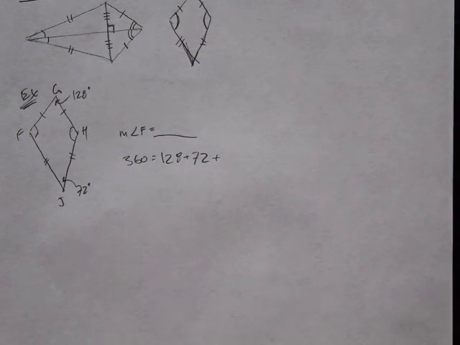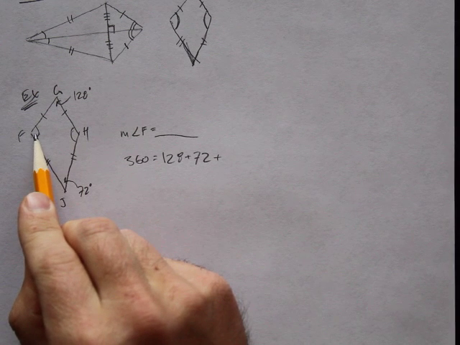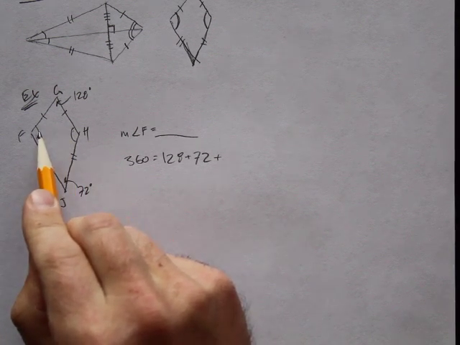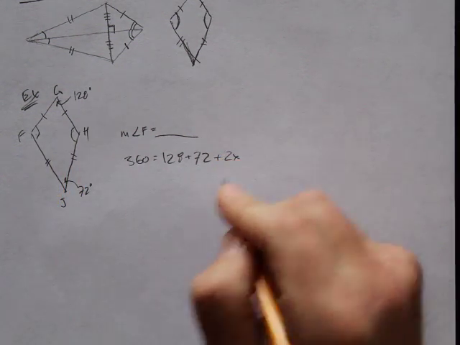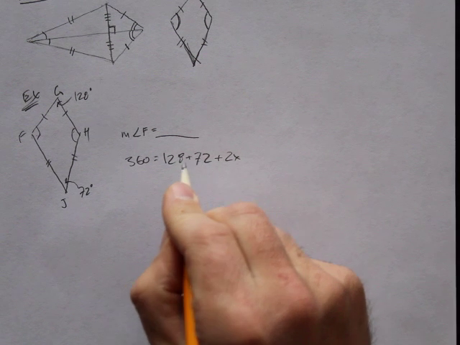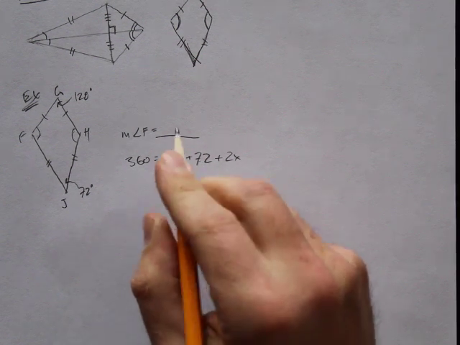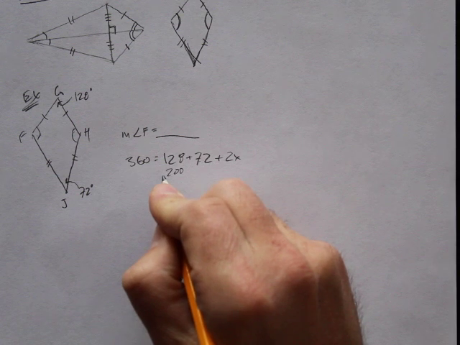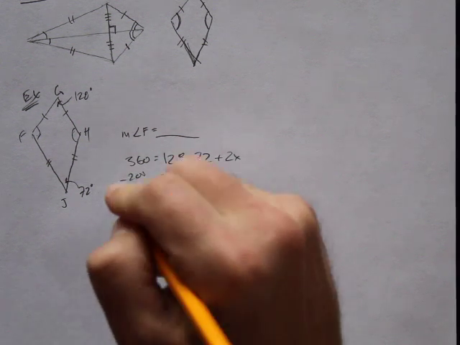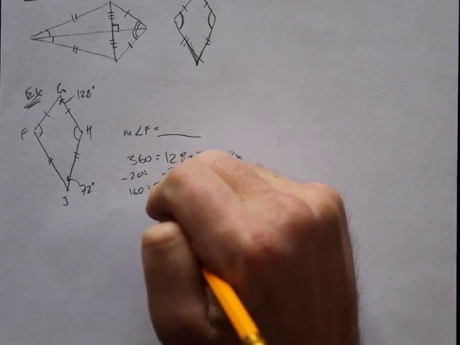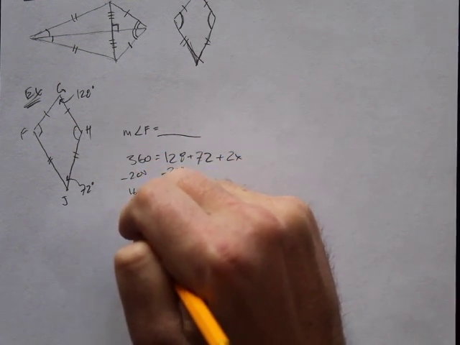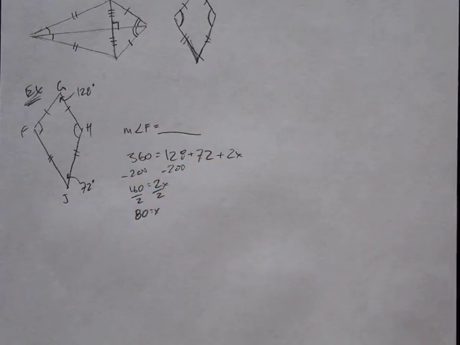One way I could do that is to say these are both the same measure. So let's just say they are angle X. If I have two of them, then I have 2X. So I could add these two together, and that's 200. If I subtract 200 from both sides, then I get 160 equals 2X. Divide by 2, X equals 80 degrees. So that's one way to do it.